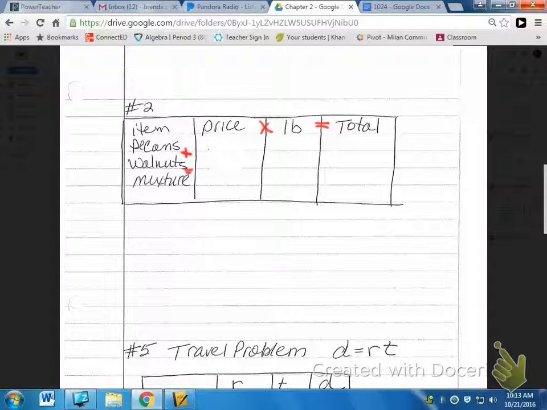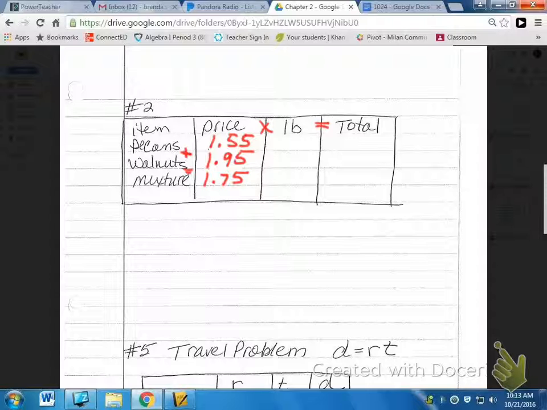All right, so we're talking about this. Let's try to fill some of this in. Pecans, how much are they per pound? What's the price of pecans? $1.55. What's the price of the walnuts? $1.95. What do we want the mixture price to be? $1.75. Look at that. That was easy to fill in that column. So good, that's done.